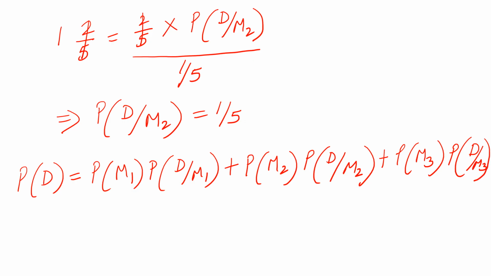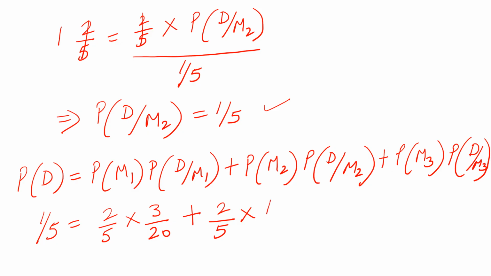And now we know that probability of D is 1 upon 5. Probability of M1 is 2 upon 5. Probability of D by M1 is given as 3 upon 20. Probability of M2 is 2 upon 5 again. Probability of D by M2 we have just found, it is 1 upon 5. Probability of M3 is 1 upon 5 and probability of D by M3 I am supposing as X, which we have to find.